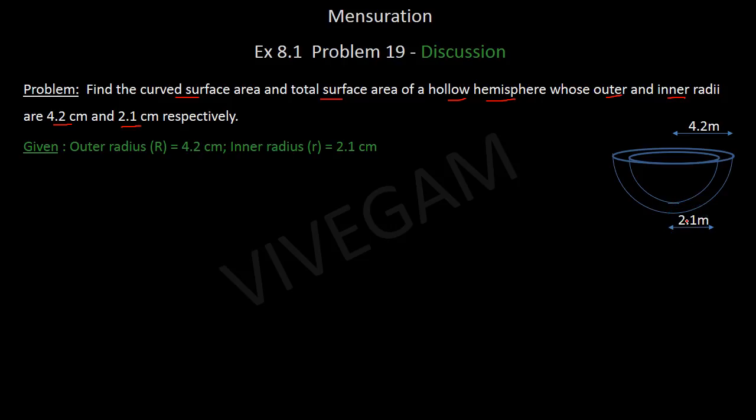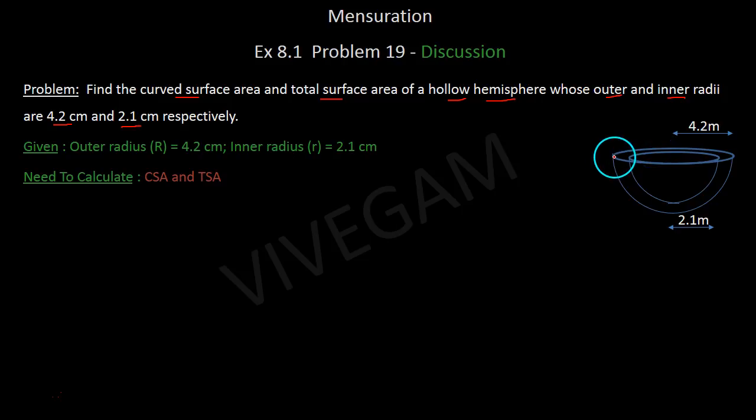So we are asked to calculate the curved surface area and the total surface area. So curved surface area is this area plus this area. Total surface area is this curved surface area plus the area of the rim. At the top edge you can see two circles. That rim also needs to be included. That is total surface area.